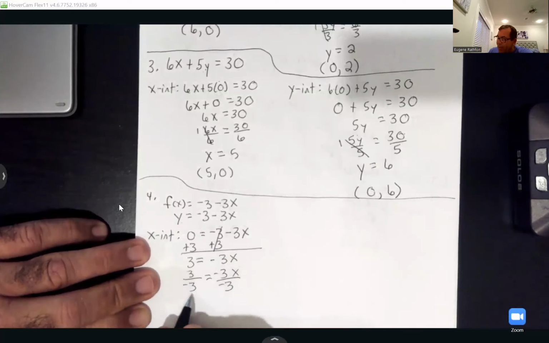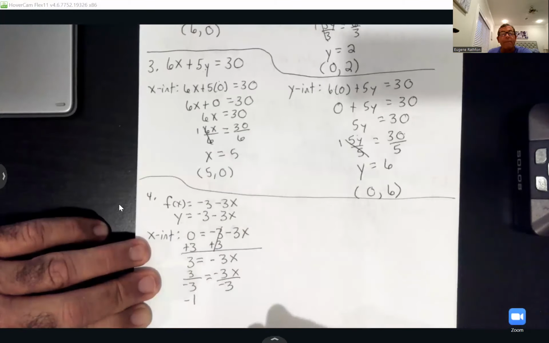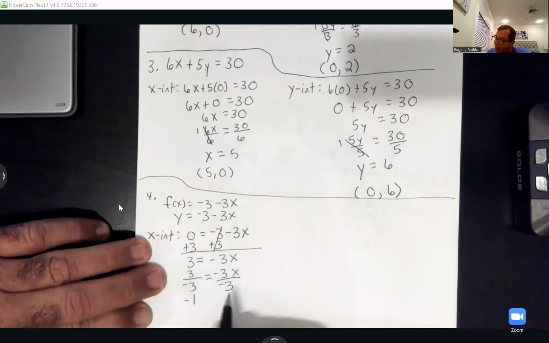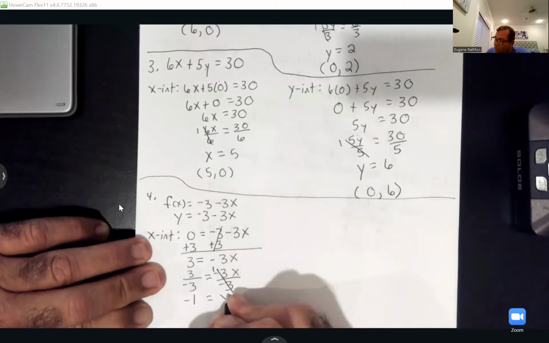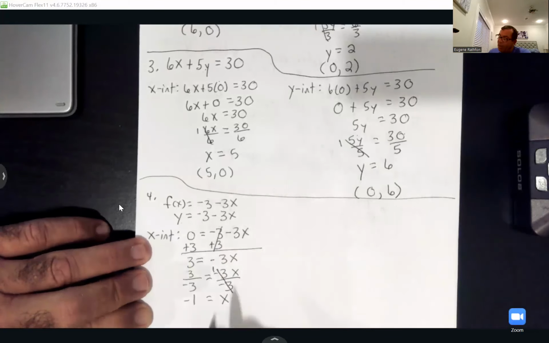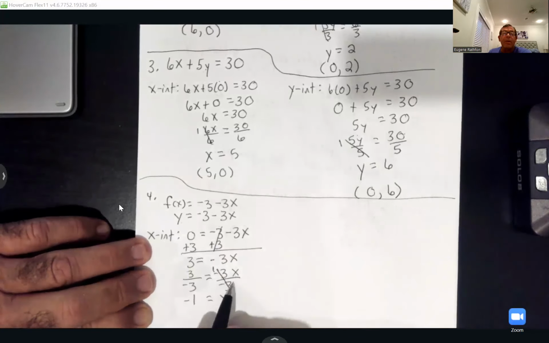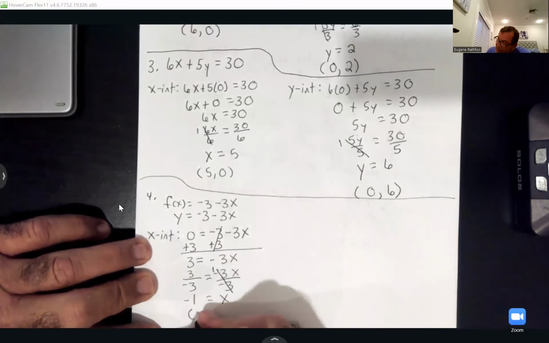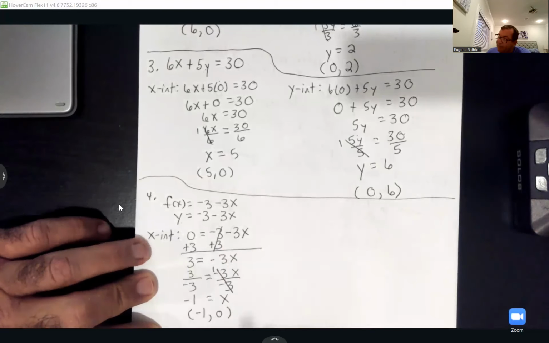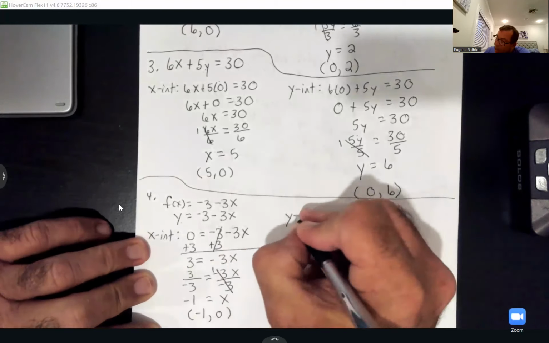So y'all, 3 divided by -3 is a -1. -3x divided by -3x gives me my 1x. Remember, when these are negative variables, you got to divide by the negative also, okay? So -1 is x, so I got (-1, 0) for my x-intercept. So now I need my y-intercept.